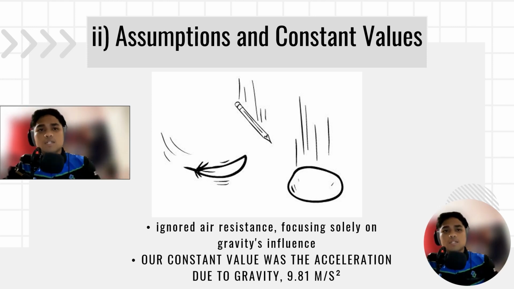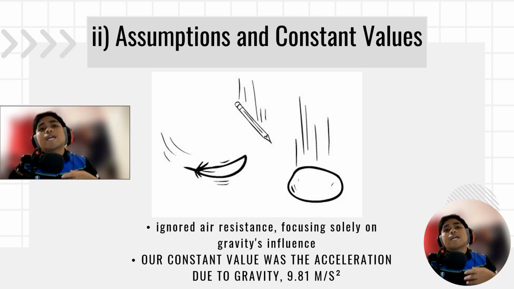So, the assumptions and constant values. We made some key assumptions to simplify our investigation. First, we ignore the air resistance and focus solely on gravity's influence. Our constant value was the acceleration due to gravity, which is 9.81 m/s squared. We also assume negligible initial velocity, simplifying our experiment and eliminating initial kinetic energy.